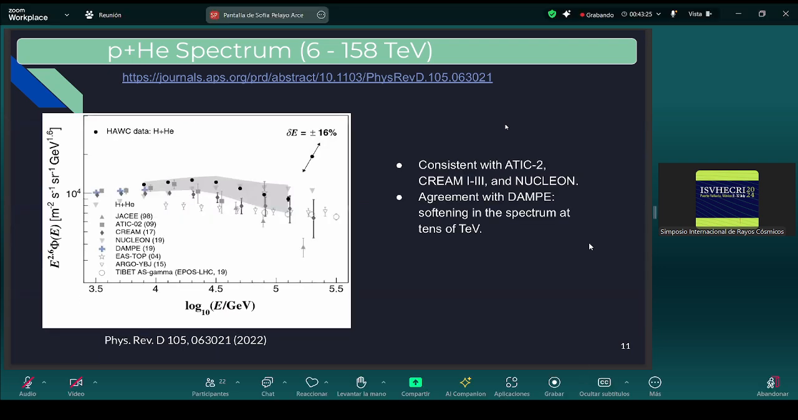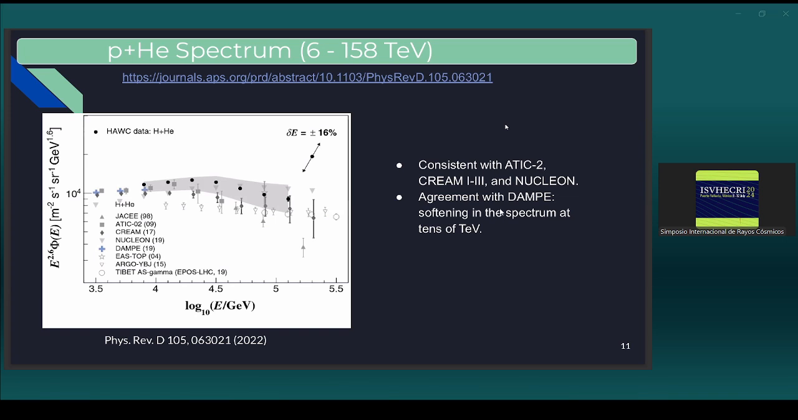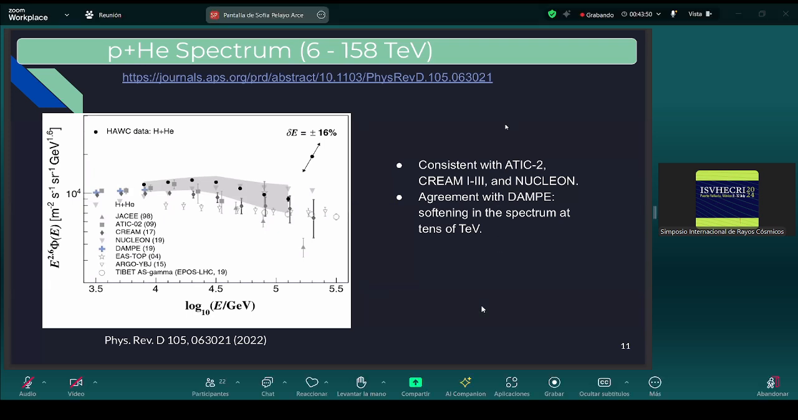When we compare it with other experiments for the light component of the cosmic rays, we see that it is really in agreement with the other experiments, precisely with ATIC, CREAM, and NUCLEON. Also, DAMPE has a result that is in agreement with this softening of the spectrum at around 10 TeV.